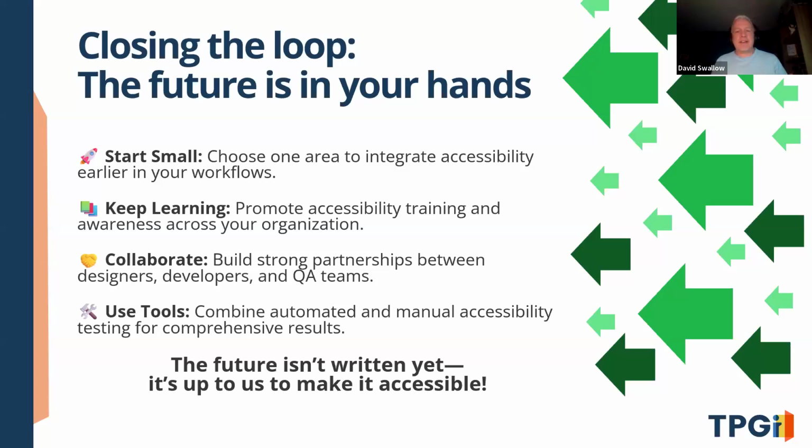Start small. So begin by identifying one specific area where you can integrate accessibility earlier into your workflows. Add accessibility criteria to a single user story, or conduct an accessibility review of a single design component. Small targeted efforts can then build that momentum for broader change.